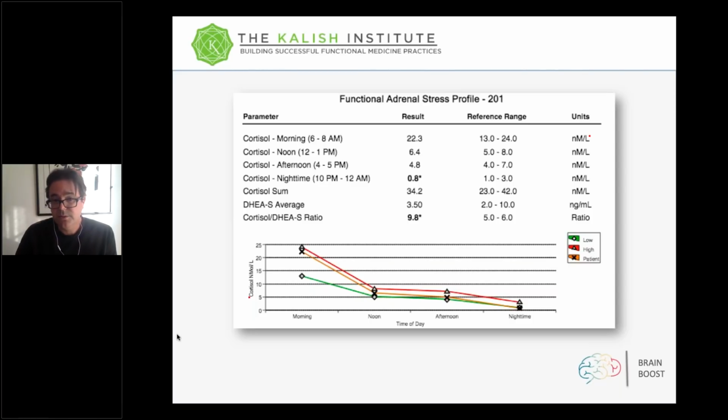And this can be a scary situation. And one of the things that's so wonderful about doing these types of tests is that we have protocols that are extremely reliable for retraining the body's ability to normalize this cortisol output.